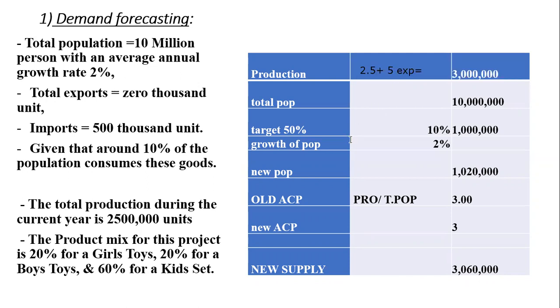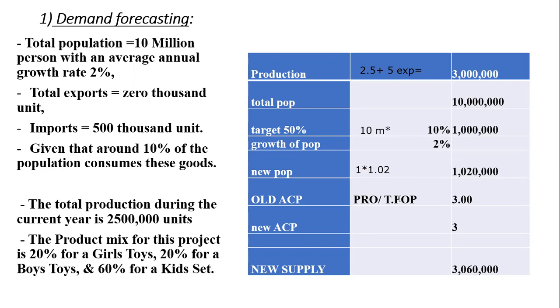Then the target population, what is the target population? I will take 10% of this 10 million. So I will write the 10 million times 10%, and this will give us 1 million. For the growth rate of the population, we use the future value, which is 1 million times 1.02, the growth rate of the population. Then it becomes 1,020,000.